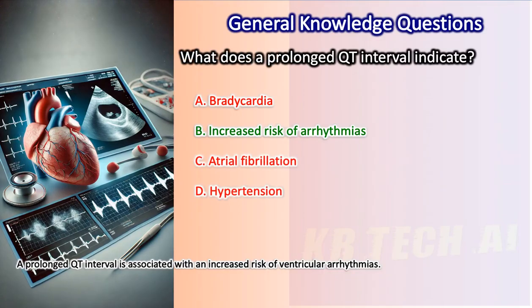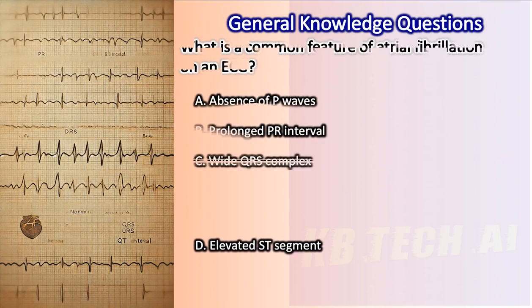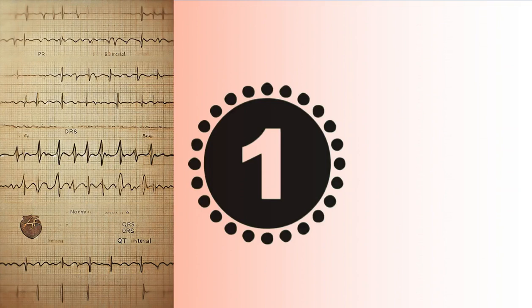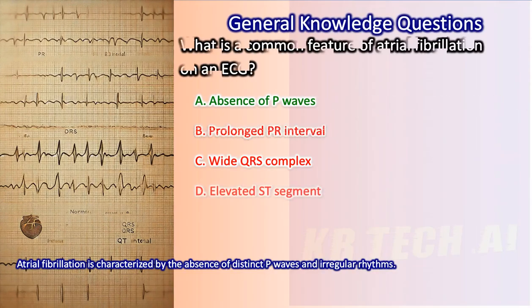Increased risk of arrhythmias. What is a common feature of atrial fibrillation on an ECG? Option 1. Absence of P waves. Option 2. Prolonged PR interval. Option 3. Wide QRS complex. Option 4. Elevated ST segment. The answer is option 1, absence of P waves.